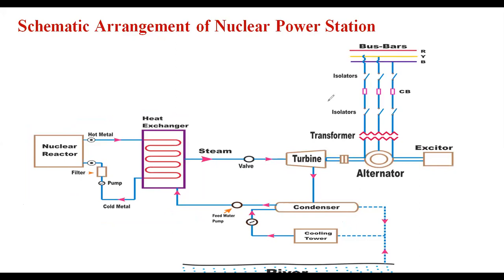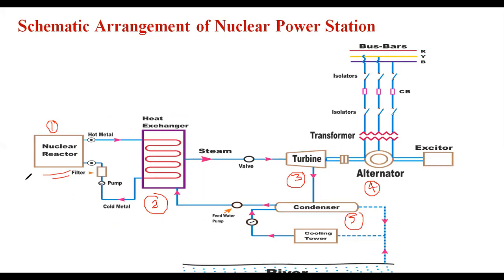Here, the essential, that is, the major components are five. One is the nuclear reactor. The second one is the heat exchanger. Third one is the steam turbine. Fourth one, the alternator. Another name of the alternator is AC generator. And the fifth one is the condenser.